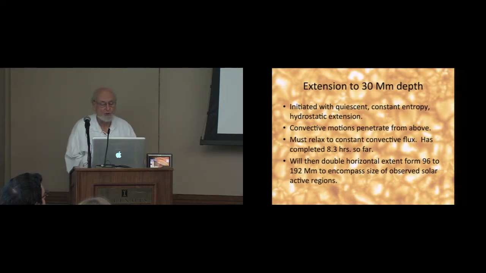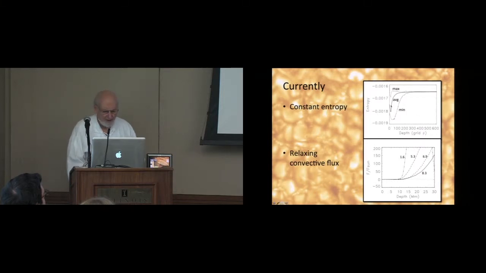And because it's deeper, we'll also have larger scale structures at the bottom. At 20 megameters, the size of the structures at the bottom are about the size of small supergranules, somewhere between 25 and 30 megameters. But as we go deeper, we expect to get larger structures. So what we find so far is that the entropy indeed is constant down at the bottom, as it should, but the convective flux is slowly relaxing. So these are the different times since the beginning, and it had better eventually end up flat at the solar value.